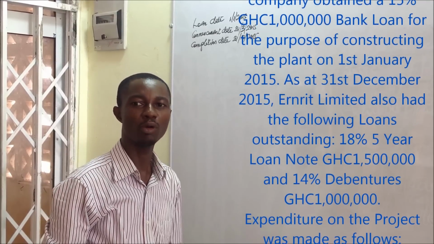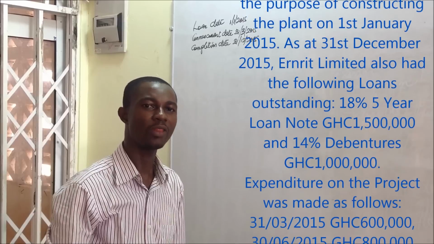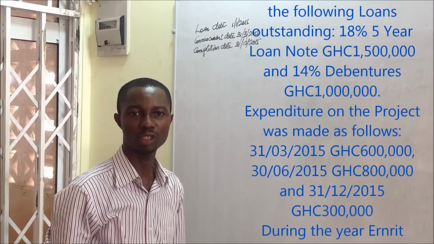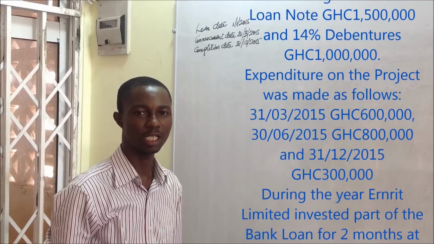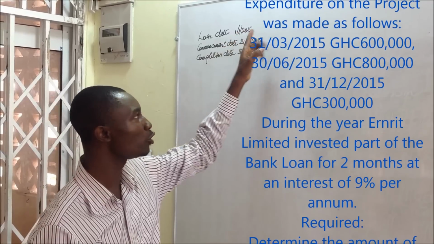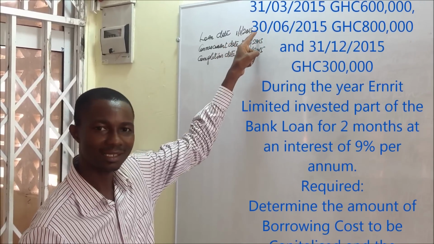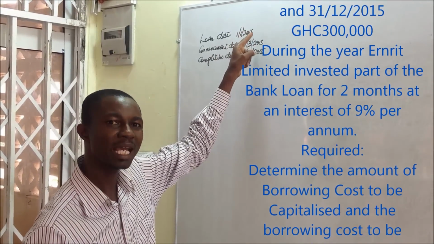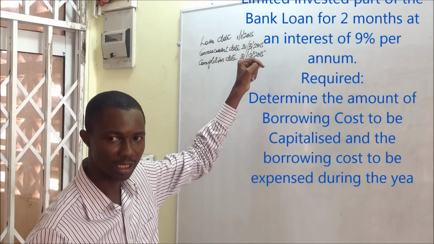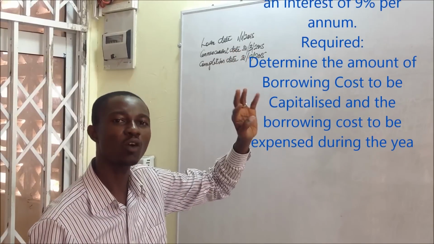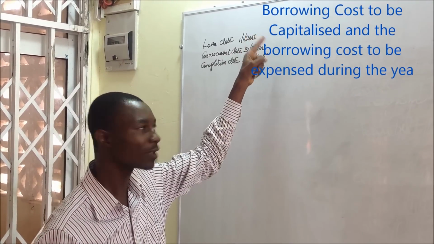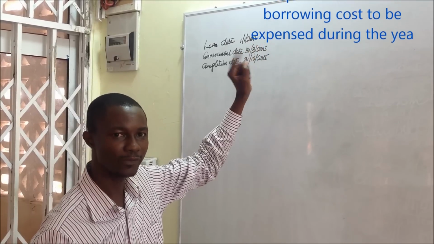2 is that the borrowing costs should be incurred. And 3, the activities necessary or required for the project to be commenced must be in progress. If we look at this, even though we obtained the loan on 1st January 2015, we didn't start the activities or we didn't start spending the amount until 31st March 2015. What this means is that one of the 3 conditions is not being met. So we can't start capitalizing until 31st March 2015.